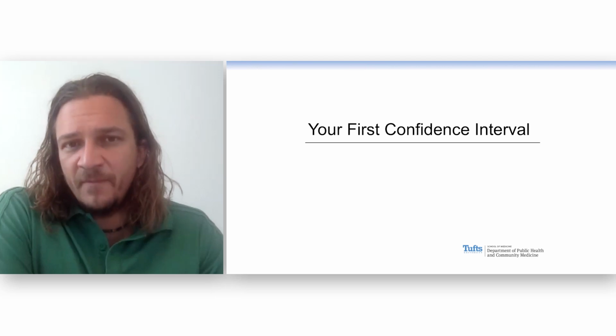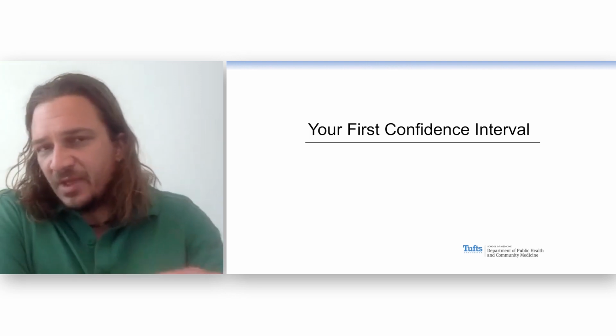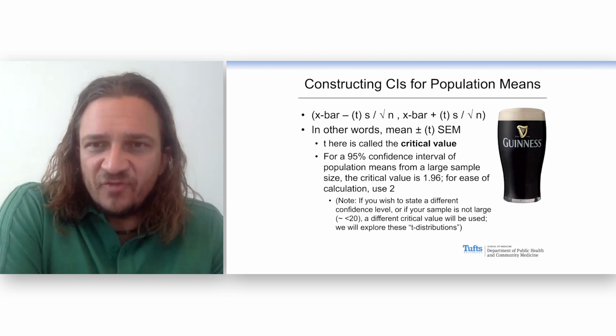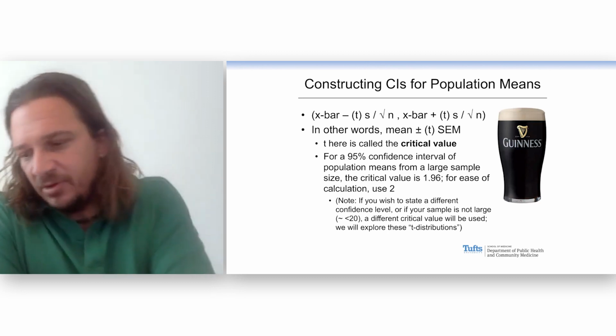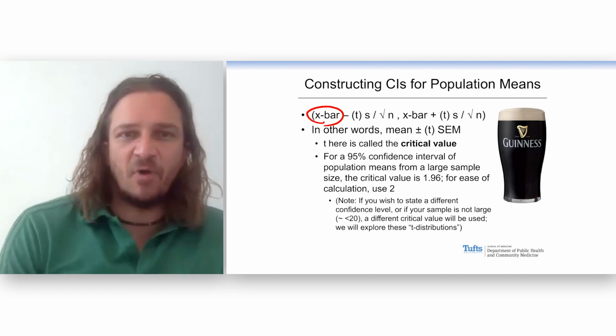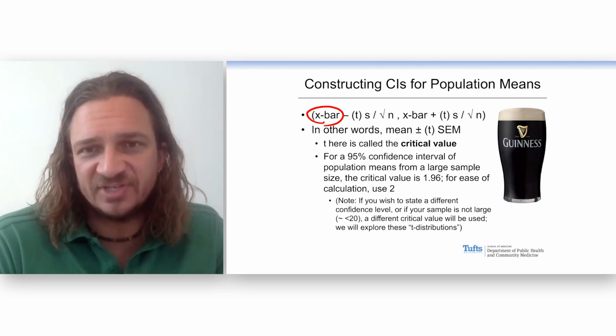All right, in this video, we're going to make a confidence interval. And this is a really stupid example, but hopefully it'll drive home how confidence intervals work. So remember what a confidence interval is for. We take a sample and we calculate a statistic, X bar, and then we go plus or minus 2 times the standard error of the mean.